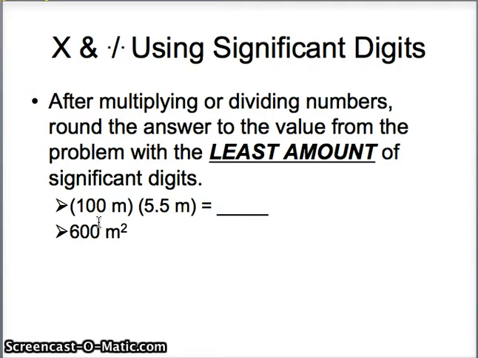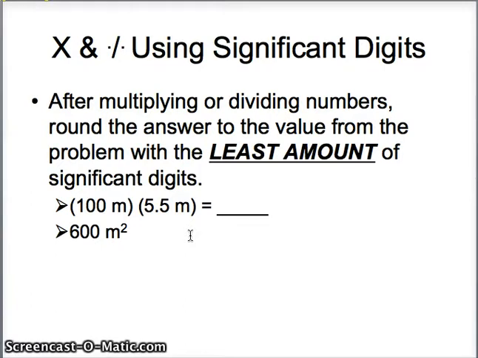100 has only 1 significant digit because these zeros here are placeholders. 5.5 has 2 significant digits. And so when we multiply 100 times 5.5, it really is 550 meters, but we need to round it to 1 significant digit because this part of the problem has the least amount of significant digits. So we round it to 600 meters squared. Remember, the units must also be multiplied together, giving us meters squared. When you're multiplying and dividing, this rule also applies to squaring, square rooting, and processes like that.